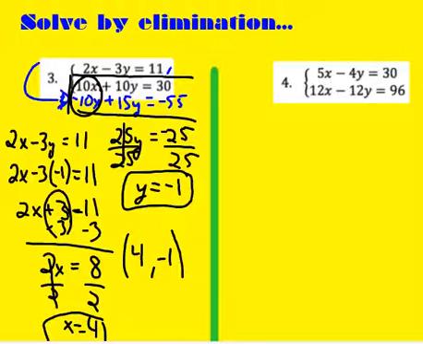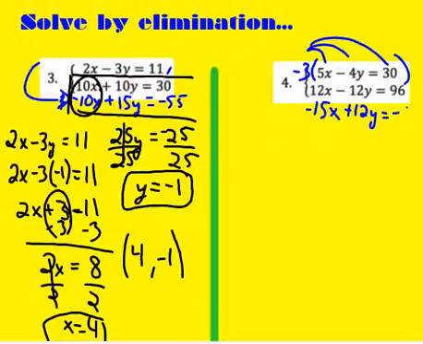I knew 5 and 12, the least common multiple of those is 60. So I know that 4 goes into 12 3 times. So I want this to be a positive 12 here. To make that a positive, I've got to multiply by a negative 3. So I would do negative 3 through all these. I would just write it here, -15x, negative 3 times negative 4 is plus 12y equals -90.